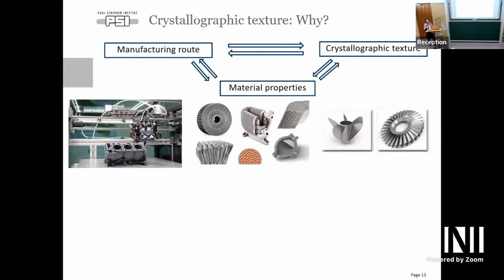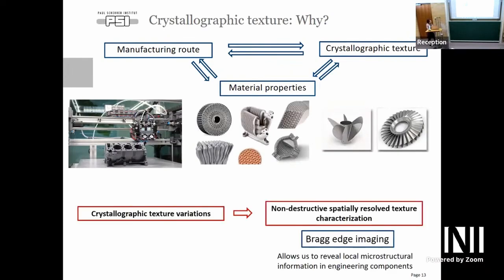Moreover, with the new advantage of additive manufacturing and the complexity that we have in the new geometries, trying to analyze how the crystallographic texture changes across the sample is really, really important. In particular, we need a non-destructive technique that can perform this texture characterization, and our goal is to try to use neutron diffraction machines to perform it.